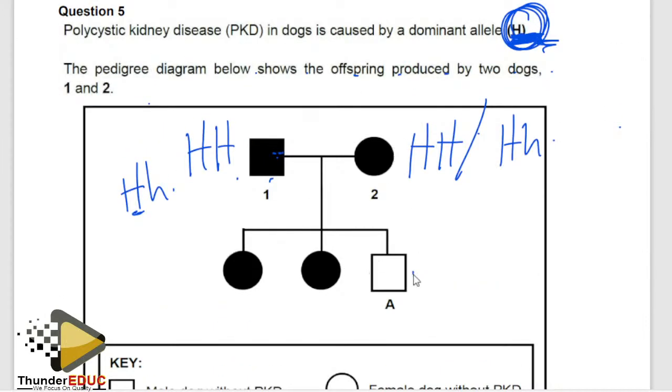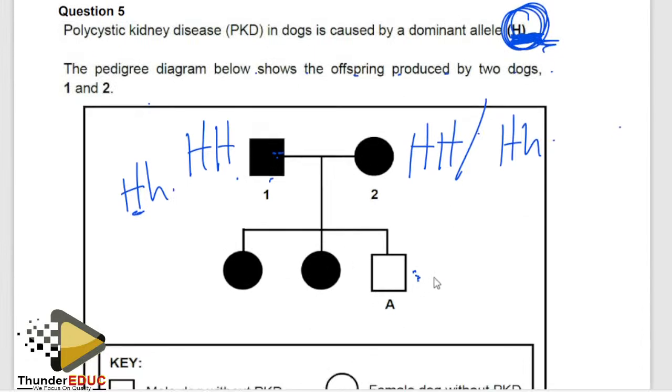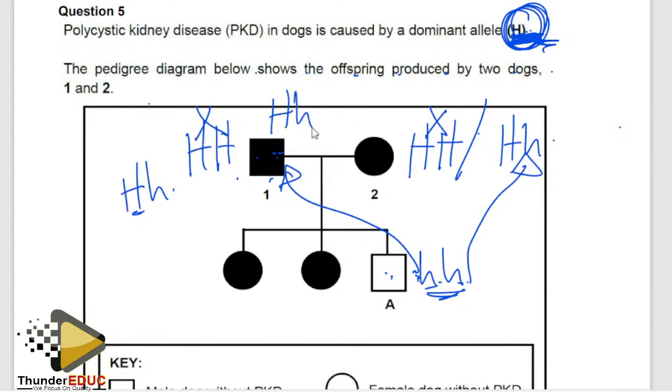That one is simple. But now this one is not affected. Meaning that this individual is going to be small h, because it's caused by a dominant allele. Whenever you see a capital H, it means that individual is sick. If they produce a kid who is having these two, then automatically one came from the father and one came from the mother. So one H comes here, and another H comes there.